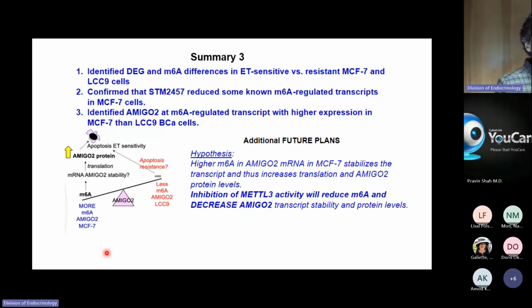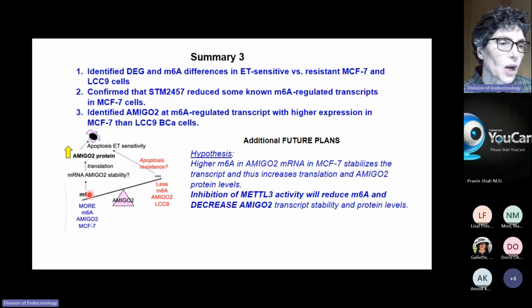So summary 3: we identified differentially expressed genes and M6A differences in endocrine sensitive versus resistant MCF7 and LCC9 cells. We confirmed that STM2457 reduced some known M6A regulated transcripts in MCF7 cells. We identified Amigo-2 as an M6A regulated transcript with higher expression in MCF7 than LCC9 cells.